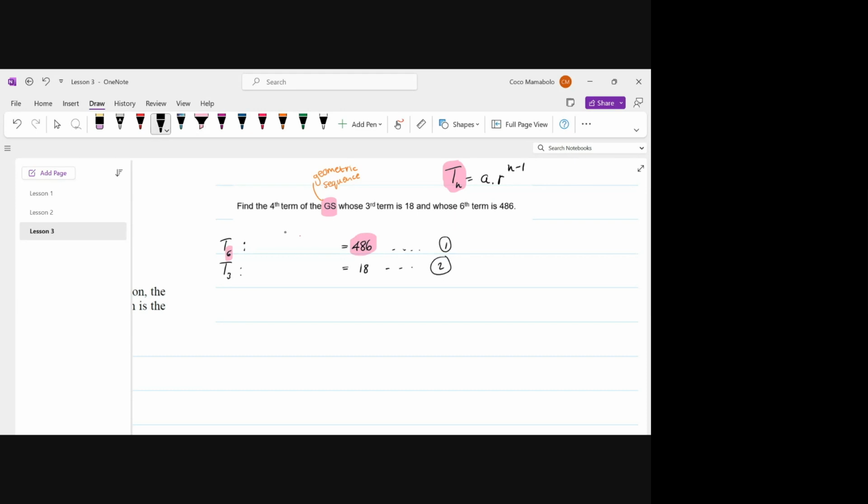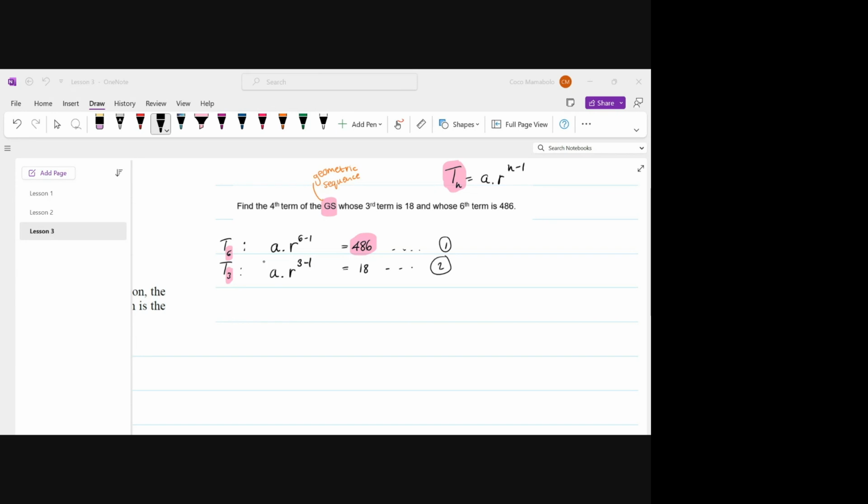So over here, we're going to write a times r to the power of, our n is 6, so we'll have 6 minus 1. And that's that first part. In this next one, we know that we've replaced n with 3, so we're going to have a times r to the power of 3 minus 1. Everybody still with me? We're still okay? Yes, thumbs up? Okay, lovely.